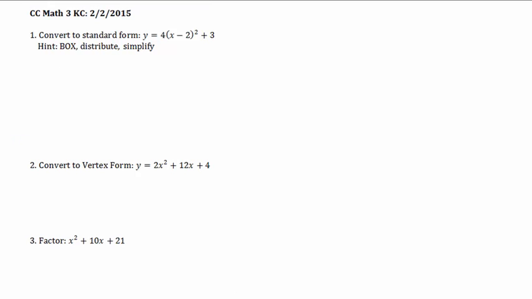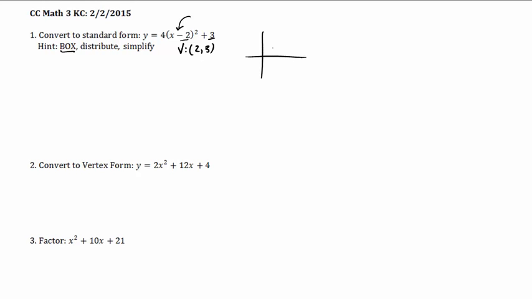What I want you to focus on is either using the box or foil method on this part right here, or even better, using the square double square method, and that's what I'm actually going to do with you. Okay, then we'll distribute, then we'll simplify. So this is taking it from vertex form. Remember, the vertex of this one is the opposite of this, and then it's the same as that. So it's at 2, 3.